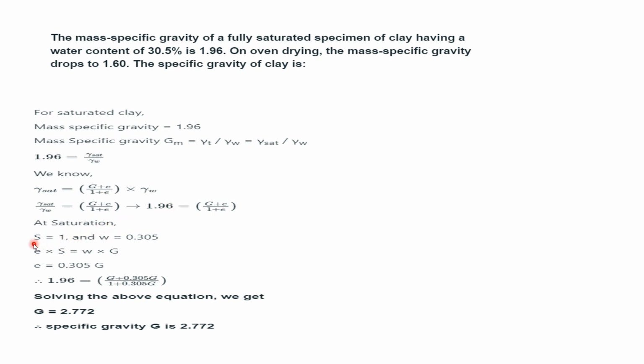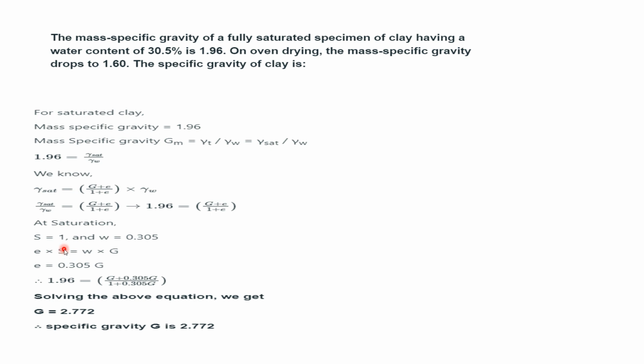Now, at saturation your degree of saturation is 1. They have given water content equal to 0.305. So there is one more formula, that is S r e equals w G. We call the degree of saturation S r, S suffix r, or we can just say S. So S e equals w G. This is one more formula. S is 1 because for saturated soil, S is 1.